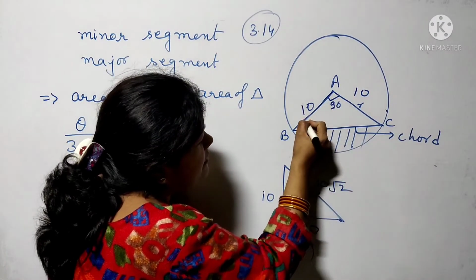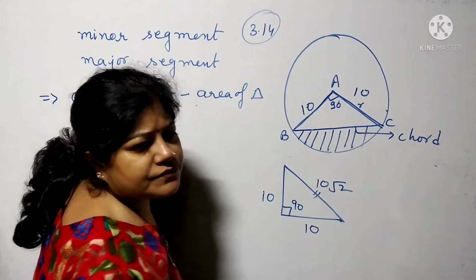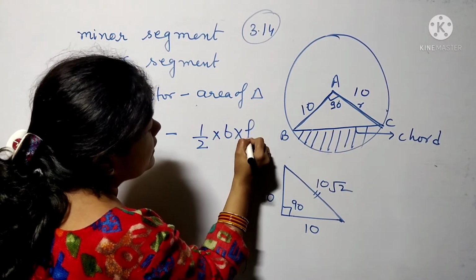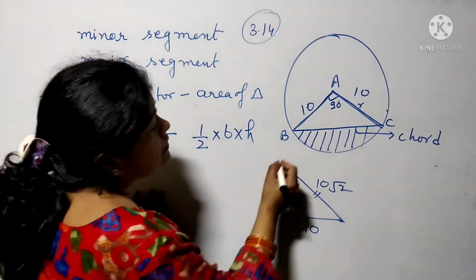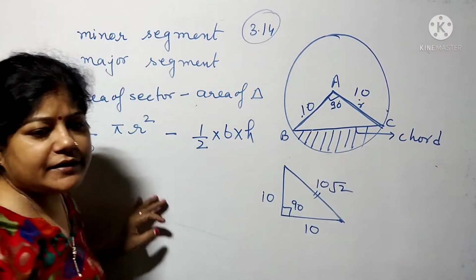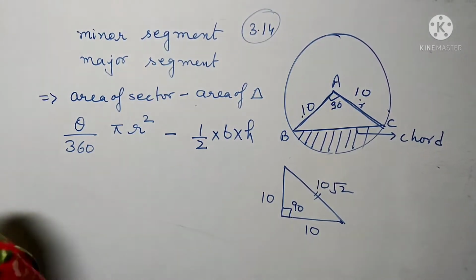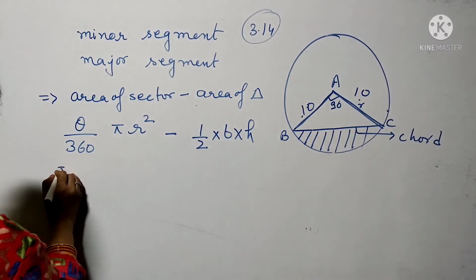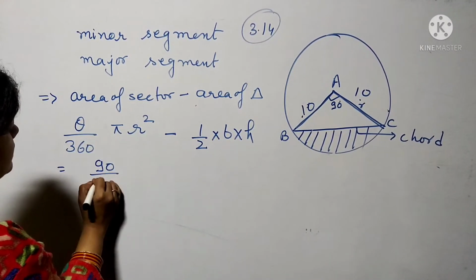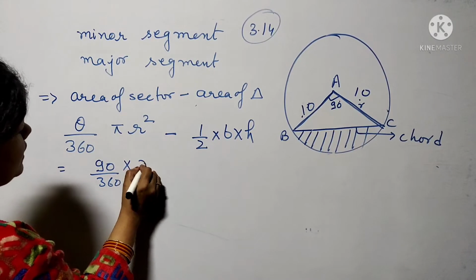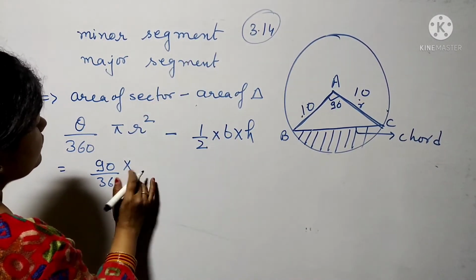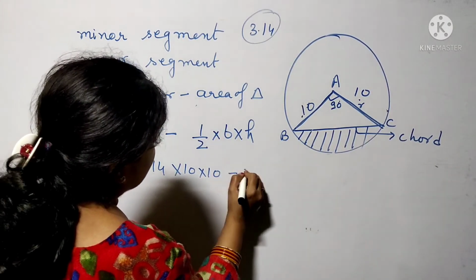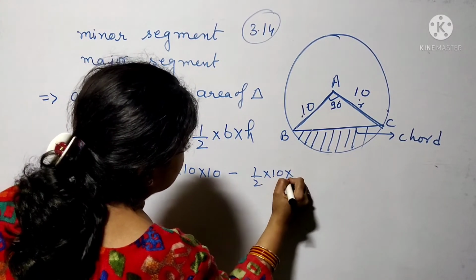From here also we can take this base and this height. So, its area is half base into height. Clear? So, this is base and this is height, 10 into 10. It's so easy. Clear? So now I am going to substitute all the values. Here it is 90 over 360 into pi, that is we have to take 3.14, radius that is 10 into 10, minus half 10 into 10.